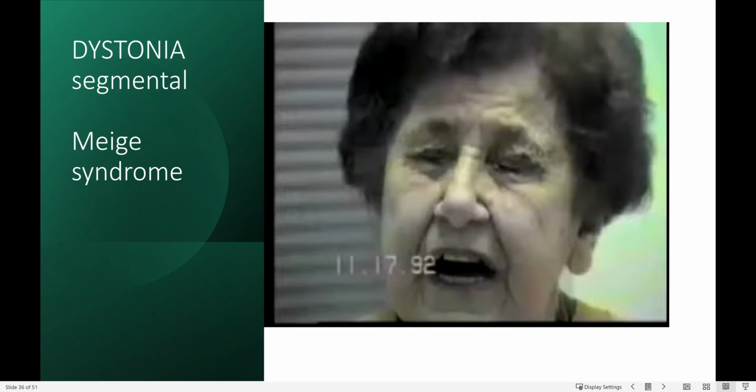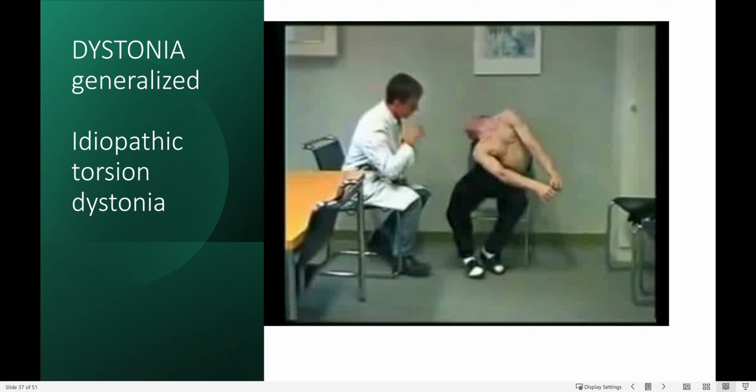The proper pronunciation is Meige, after Henri Meige, the neurologist who described the condition, but some people just pronounce it as Meek syndrome, so that's fine as well. And here's the generalized dystonia.